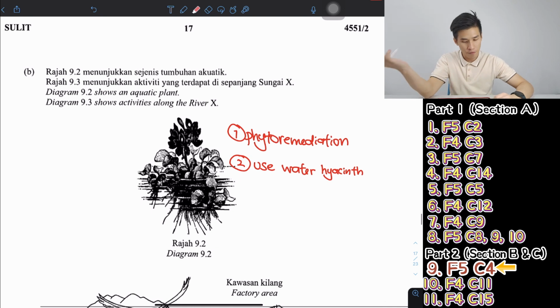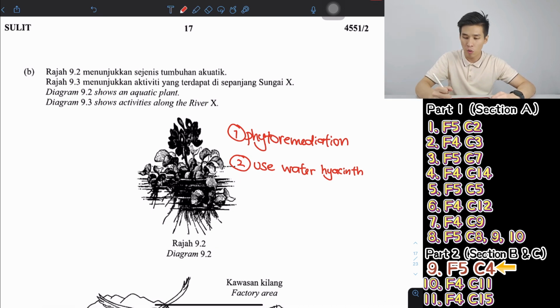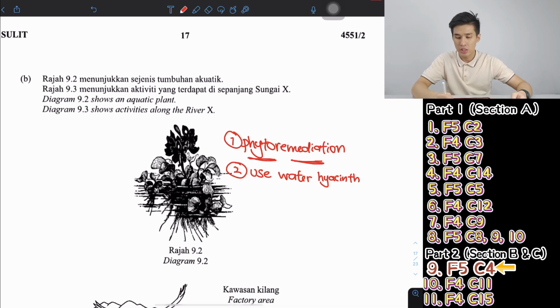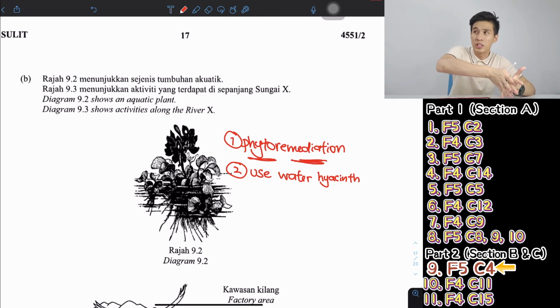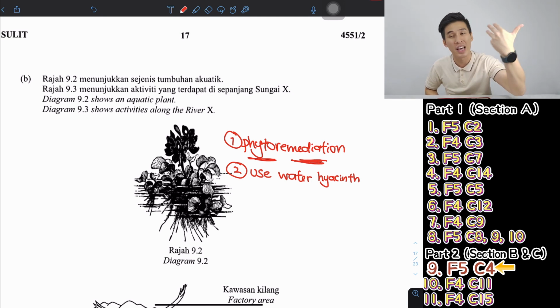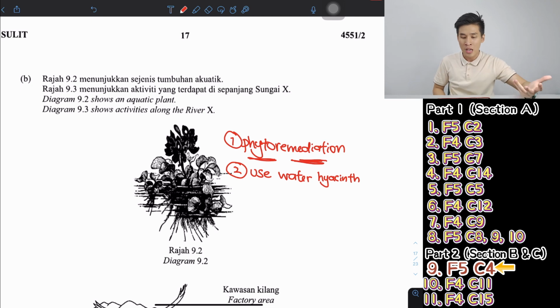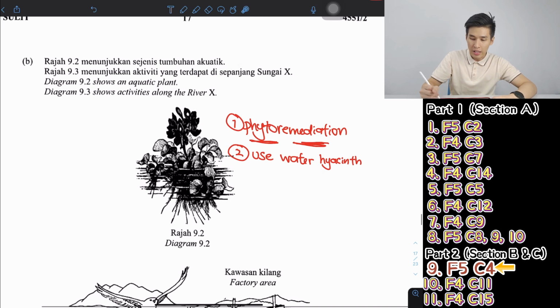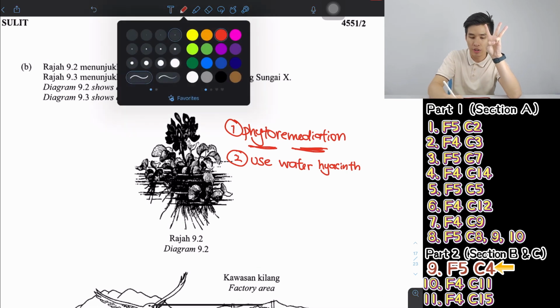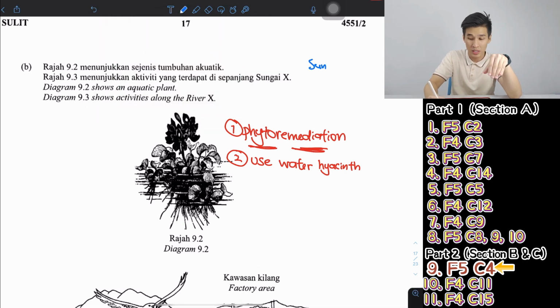This is also part of your Form 5 Chapter 4, under a topic called phytoremediation. Phyto means plants, remediation means remedy, which in Chinese you say 治疗医治, means cure. But it's not used to cure disease in humans, it's to cure the environment, clean the environment, 清理我们的大自然. So there are 3 types of phytoremediation. The most common one that the question will ask is the sunflower one.